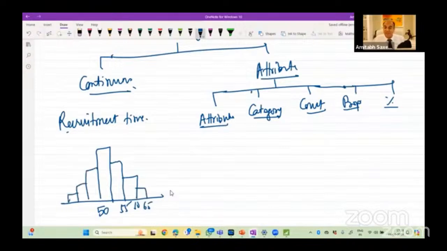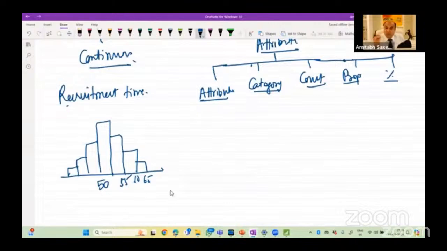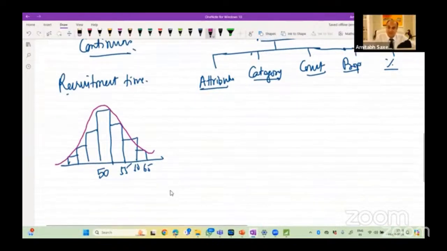And you would be surprised to know that most of the processes in the world, in the universe, I'm even talking about planetary conditions, movements, they all follow normal distribution. Normal distribution means it looks like a bell-shaped curve. It is known as normal distribution because it is normal to obtain a normal distribution. If you take your time of travel from your office to home every day, it is normally distributed.